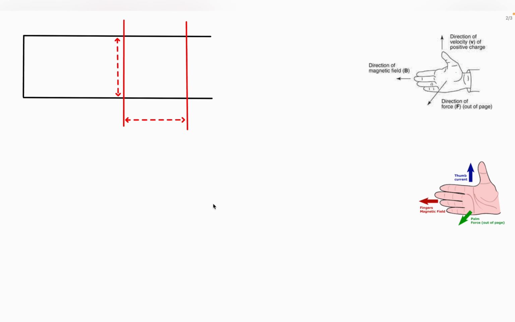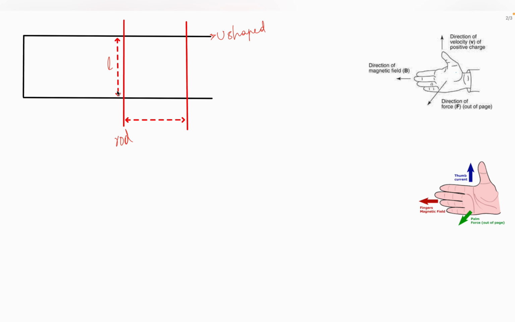Here we see the arrangement for a conducting rod. The red color one is placed on a conducting U-shaped loop. This is a U-shaped loop, the black one. So on that U-shaped conducting loop, we have placed a conducting rod of length L, right?